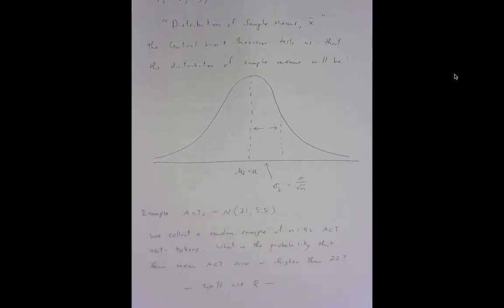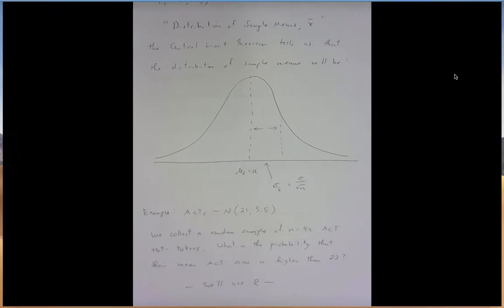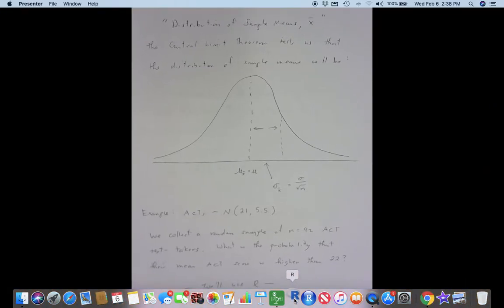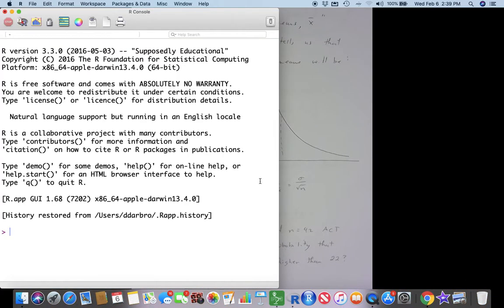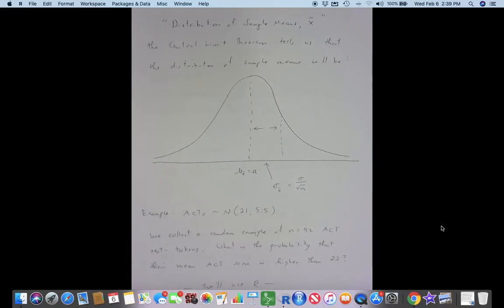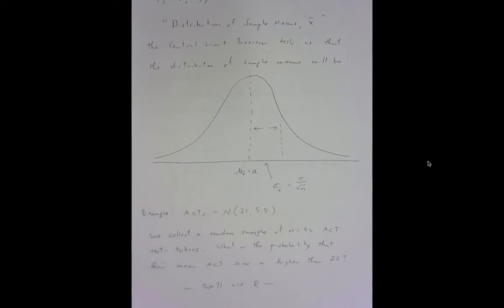Now, I just gave you an example here, something that we can do in R. So let me pull up R. The problem here is we know that ACTs are normally distributed, and it probably would help if we could read this together. So ACTs normally distributed, mean of 21, standard deviation 5.5. We collect a random sample of 42 ACT test takers. What's the probability that their mean ACT is higher than 22?